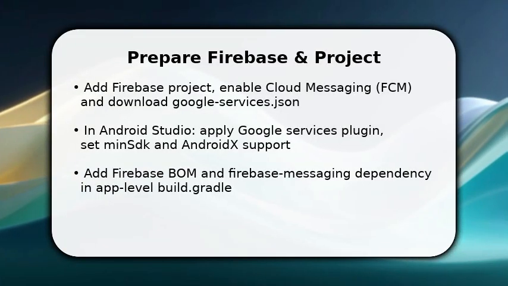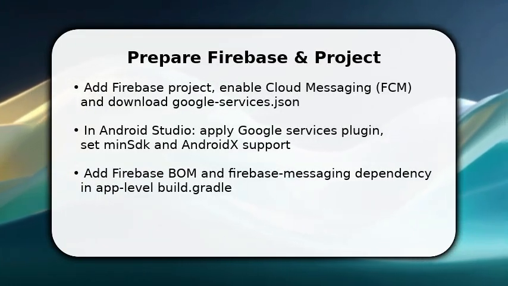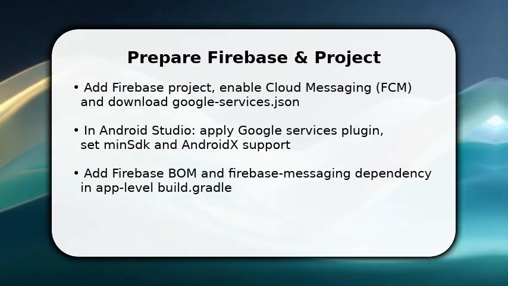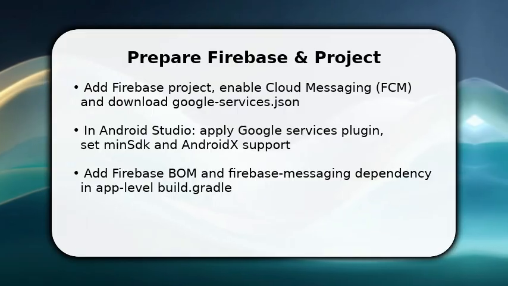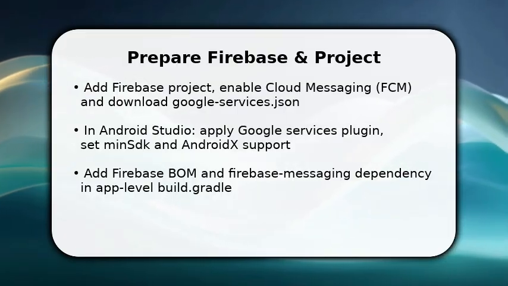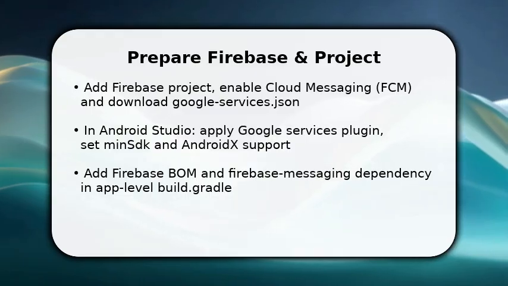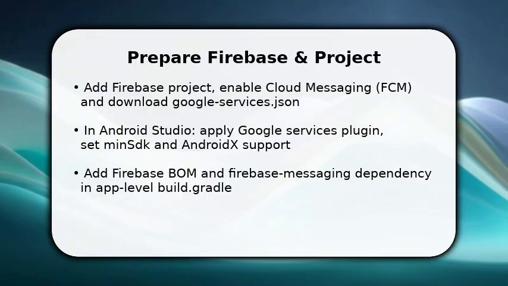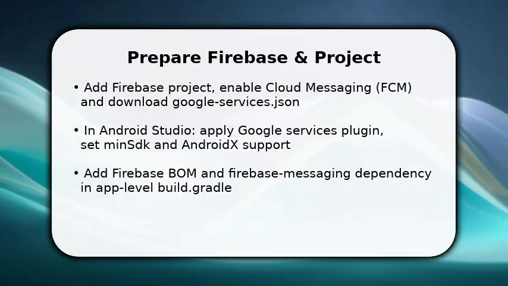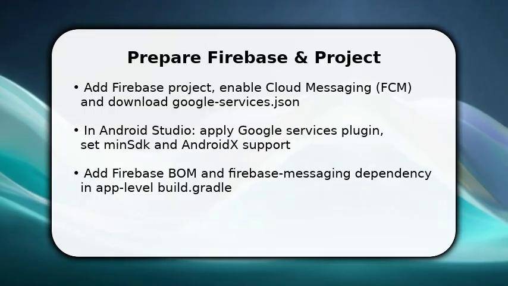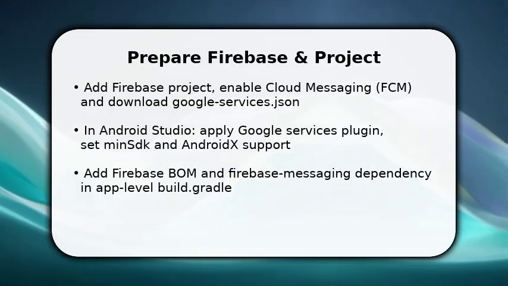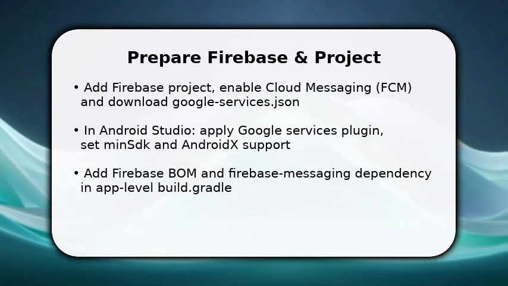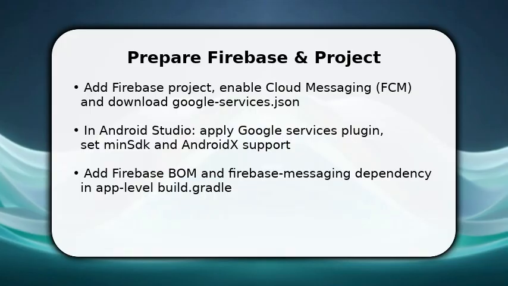You start by preparing Firebase and your Android project. Create a Firebase project and enable cloud messaging, then download google-services.json into your app's folder. Once done, open Android Studio and apply the Google Services plugin in build.gradle and set min SDK and AndroidX configurations so dependencies will compile. Next, add the Firebase BOM and Firebase messaging dependency in the module build.gradle to lock compatible versions. Sync the project to fetch libraries and confirm there are no unresolved symbols before proceeding.